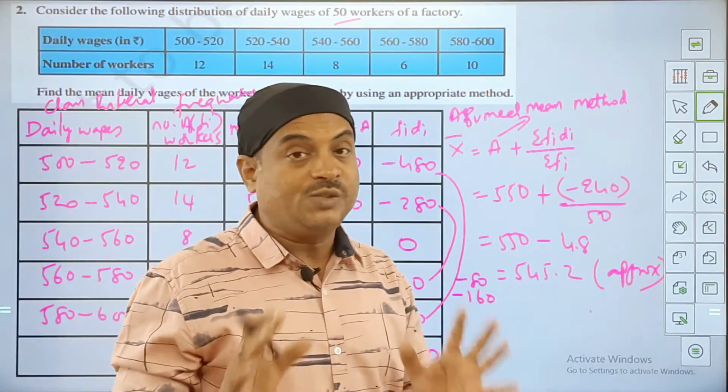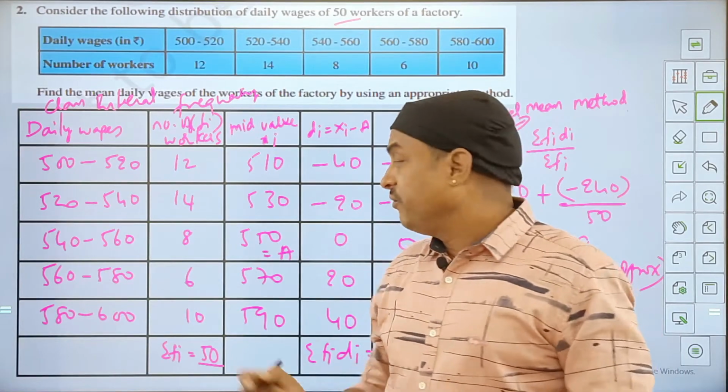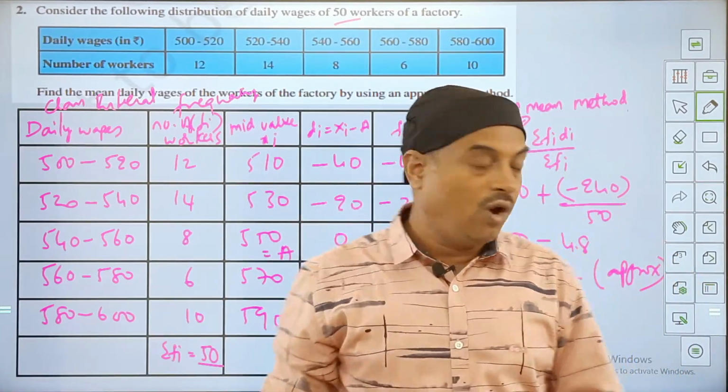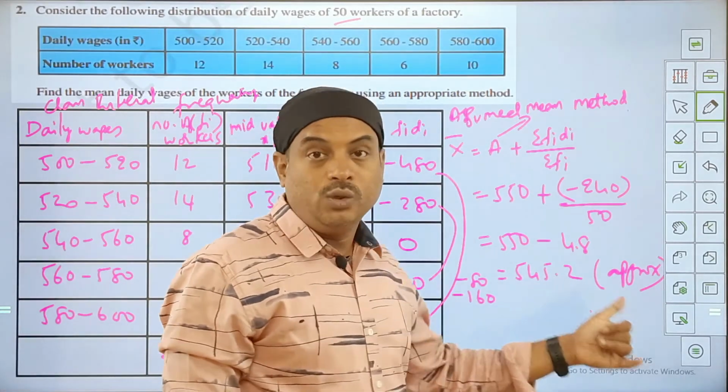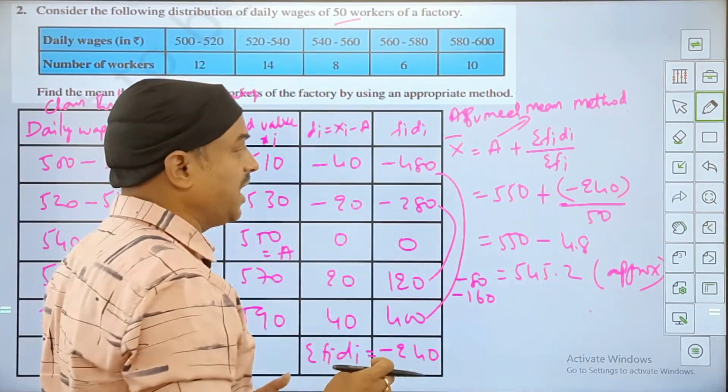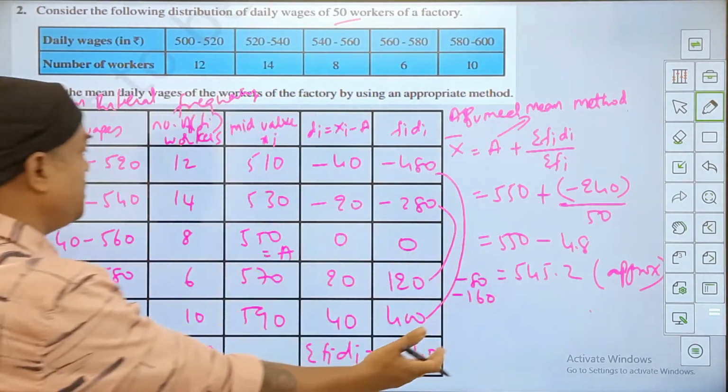And for the final conclusion, please do not forget to write: 50 workers have an average salary of 545.2 is the conclusion answer for you. Okay, all of you? So this is how the second question can be done. And you can see the presentation is very good.